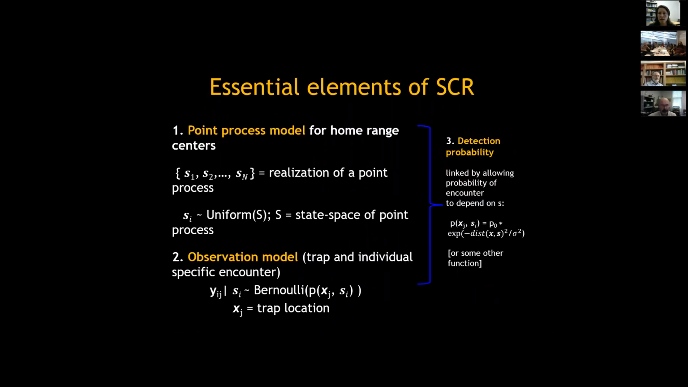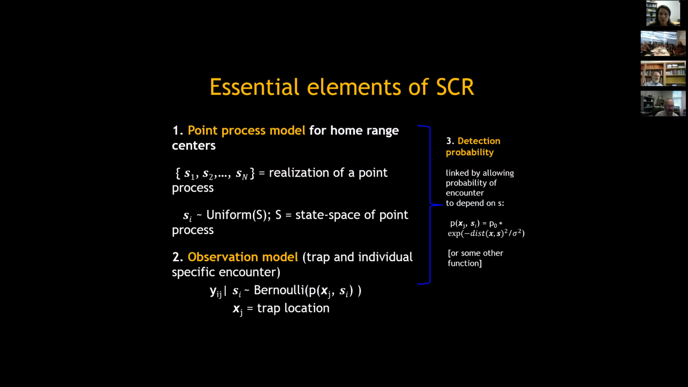So what are the essential elements of spatial capture-recapture? Basically, there are three different elements that define this methodology. The first one is a point process model for these home range centers, and this is kind of the key element of the spatial capture-recapture model. The second one is an observation model that's spatially explicit, of course, and it's defined for any possible trap or sample location X and any possible home range center S. Here I've described those trap-specific encounters as independent Bernoulli trials, but you can use other observation models.